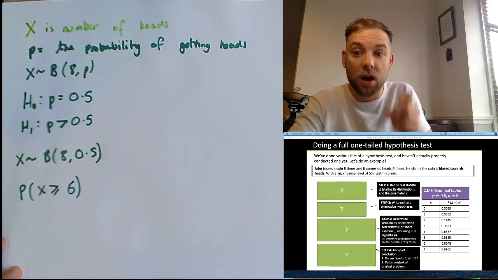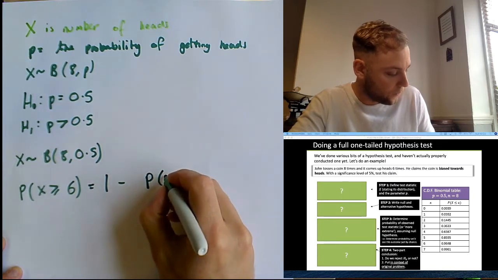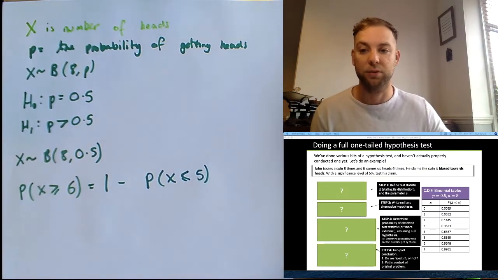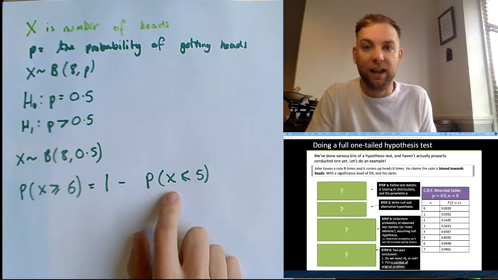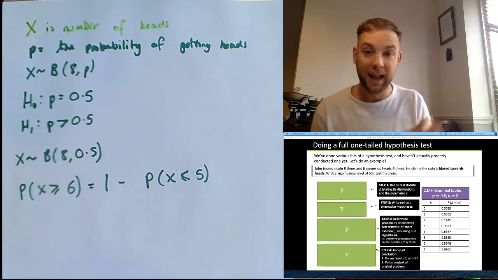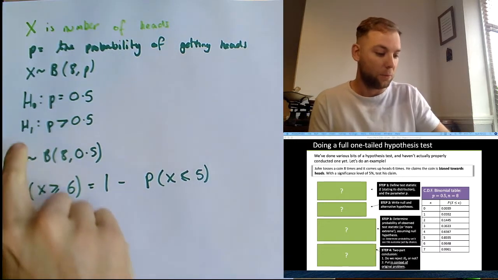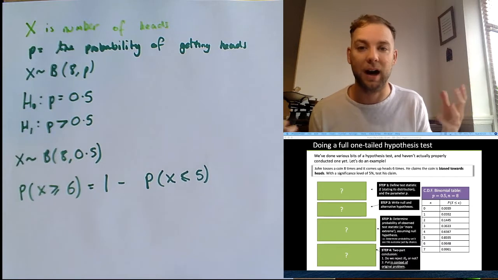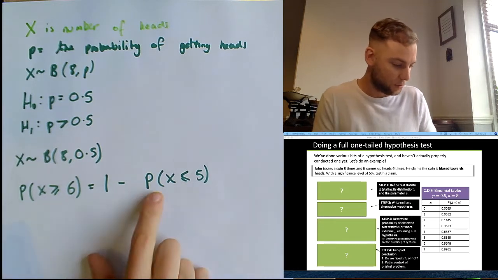We already know that this is the same as 1 minus the probability of X being less than or equal to 5. So we've got to use our calculator to find the probability of it being less than or equal to 5. If the probability of this is less than the 5% significance level, then we can reject the null hypothesis. Otherwise the probability is still too high, so the alternate hypothesis isn't supported and the null hypothesis stands.